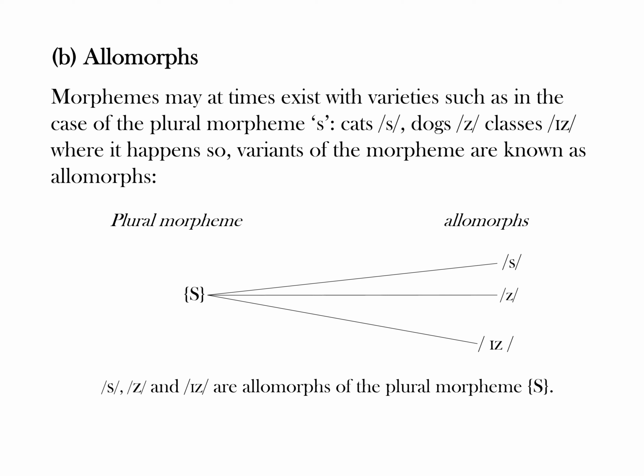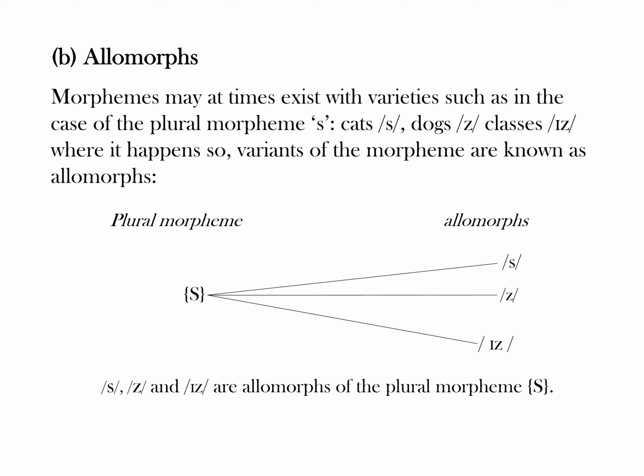B. Allomorphs. Morphemes may at times exist with varieties such as in the case of the plural morphemes, as in cats, dogs, glasses. Where it happens so, variants of the morpheme are known as allomorphs.